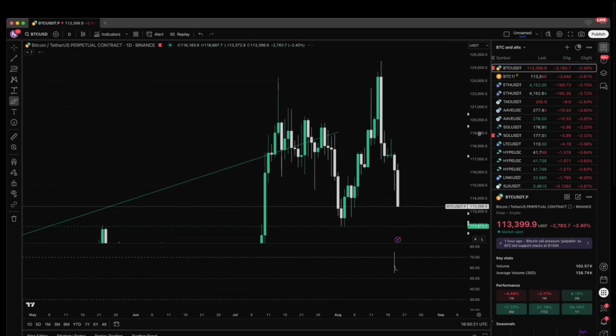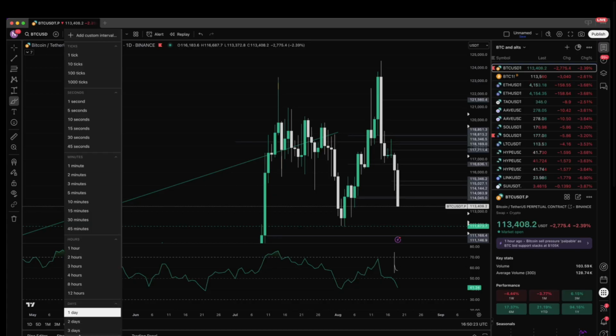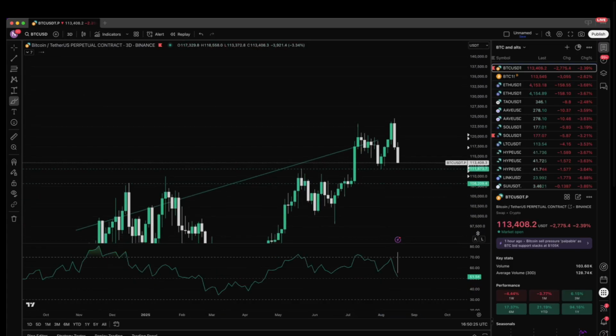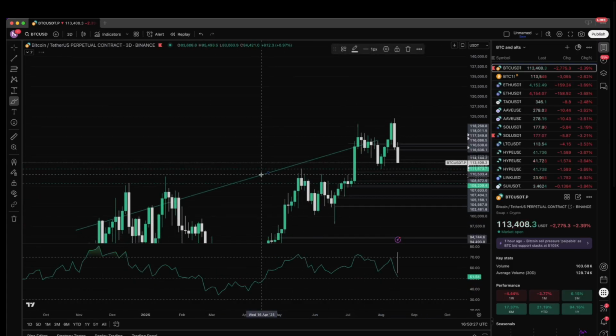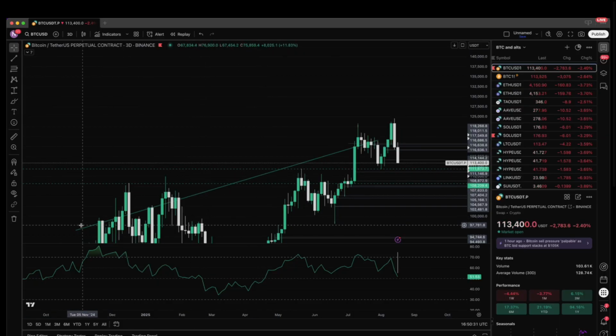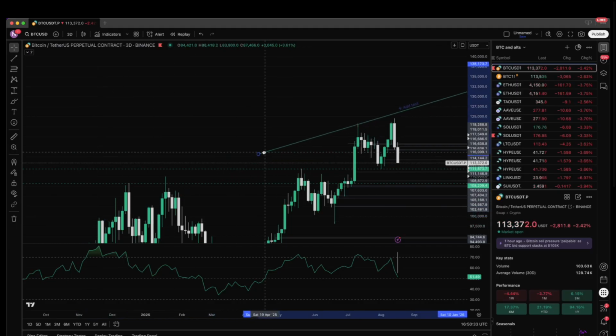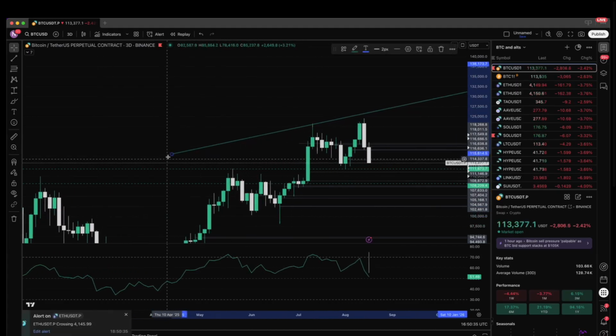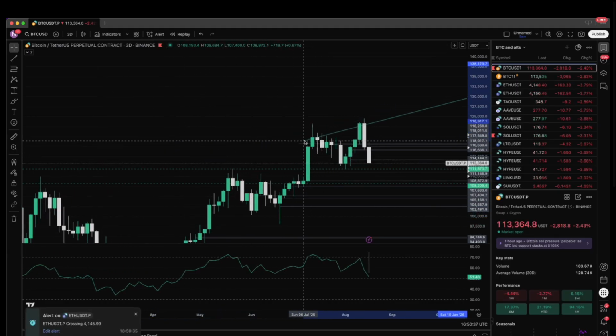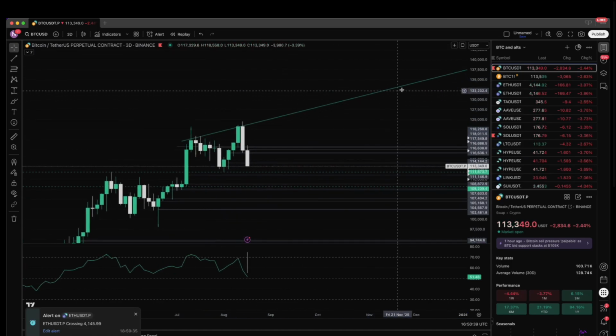Now for Bitcoin, for example, we have a 3-day bearish divergence, right? It's been ignored by quite a lot. Not gonna lie, that's never good. Never ignore higher time frame divergences.